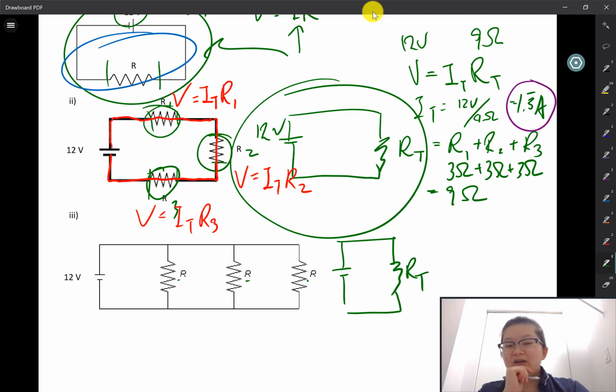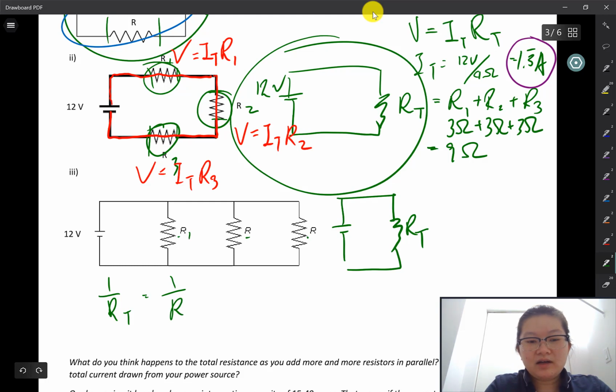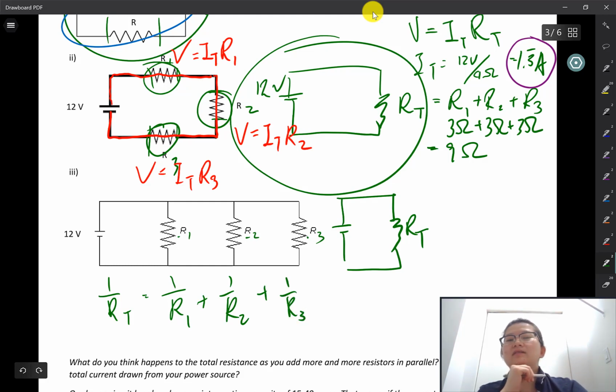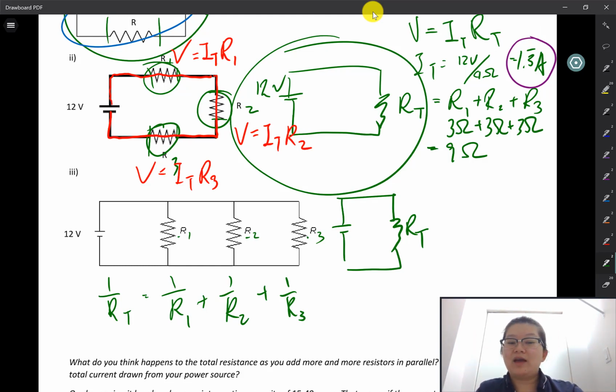But we know that finding the total equivalent resistance for resistors in parallel is going to be different. I'm going to use a space down here. The relationship is 1 over RT equals 1 over R1 plus 1 over R2 plus 1 over R3. So that's the relationship between the total resistance when we combine all the resistors together.